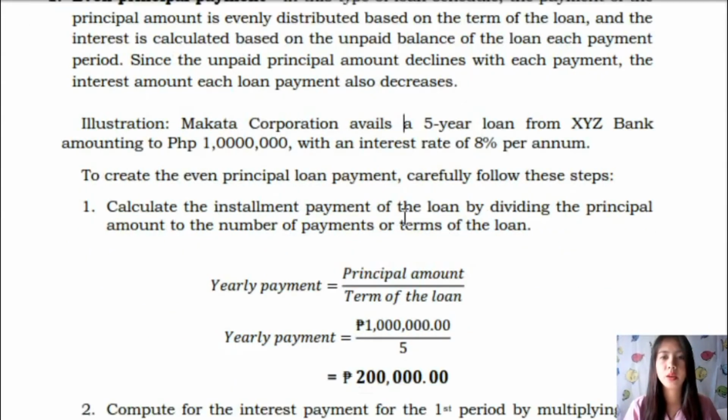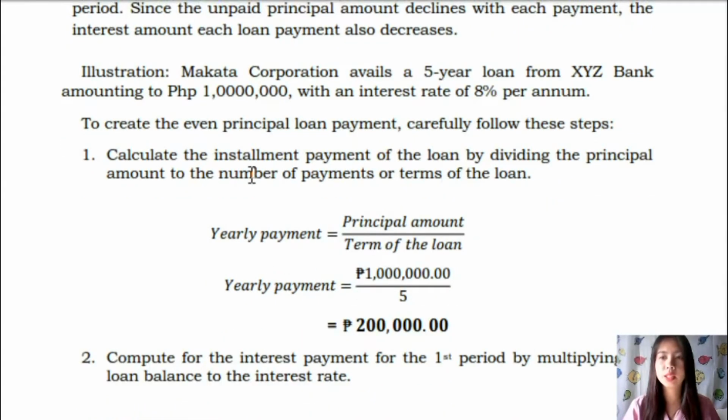We have here an illustration. Makata Corporation avails a 5-year loan from XYZ Bank amounting to 1 million. Na-excite ako, so sumobra yung 0. Typographical error po ulit, sorry. With an interest rate of 8% per annum. These are the steps. Just carefully follow the steps.